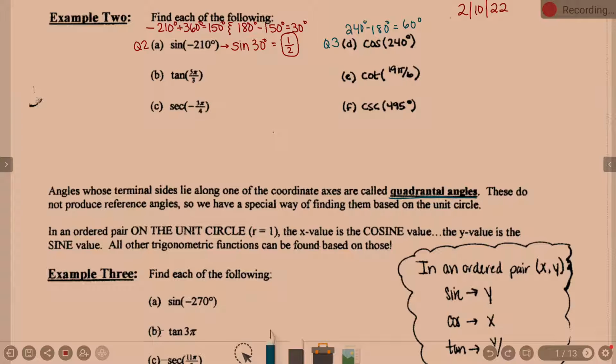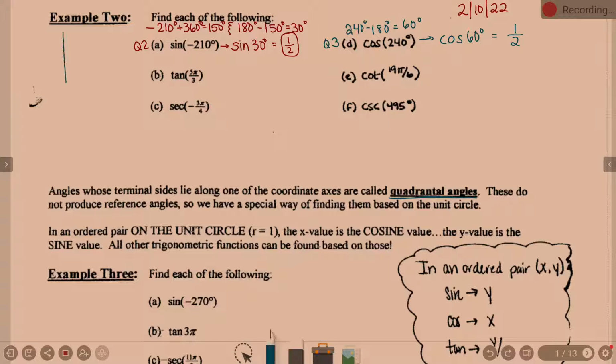So this 240 is 60 degrees from the closest portion of the x-axis, right? So then what are we asking ourselves? What is the cosine of 60 degrees in quadrant 3? So how do we find the cosine of 60 degrees? Look at your chart. Just to remind us that we had that chart back in 4.2 somewhere, right? Okay. So in our chart, the cosine of 60 is 1/2.